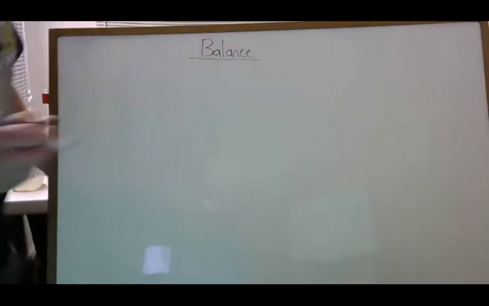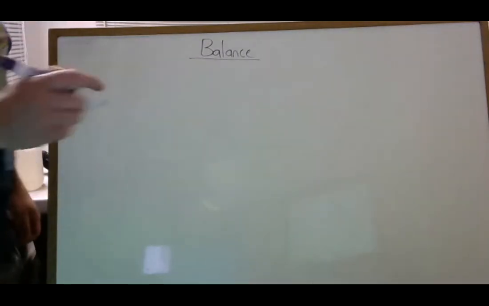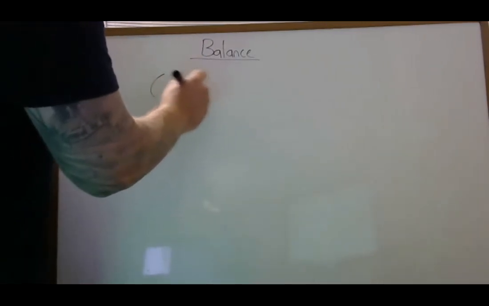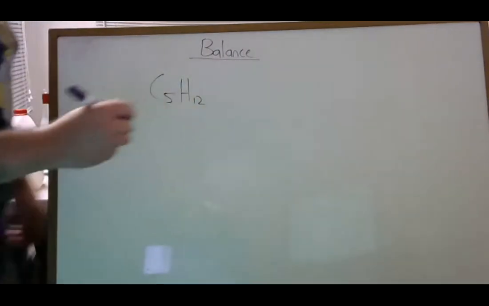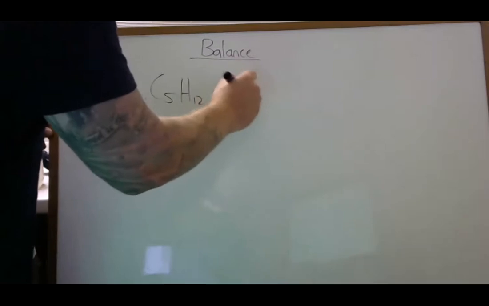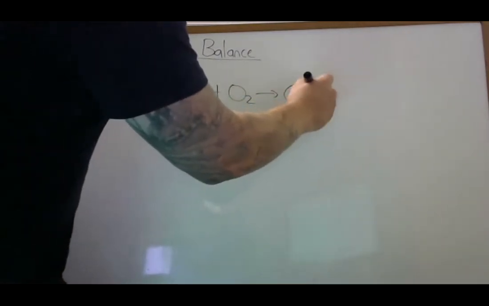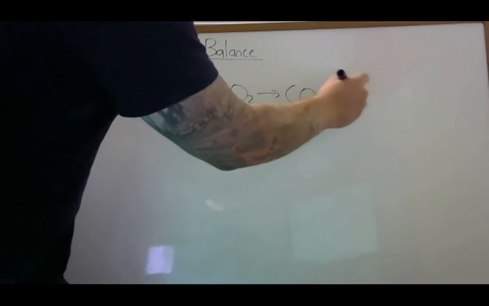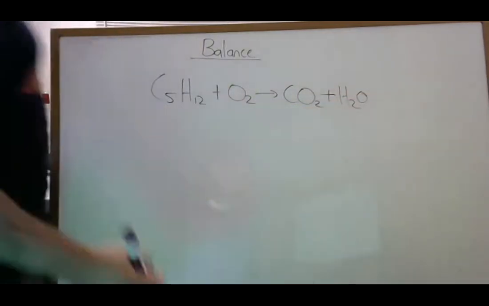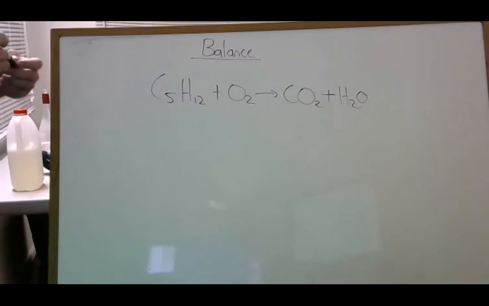So we're going to practice balancing equations. Probably going to do a few. And I'm not going to start off easy, because that's too easy. So I'm going to give you a minute to tell me whether this equation is balanced or unbalanced, meaning it has the same number of atoms on both sides.